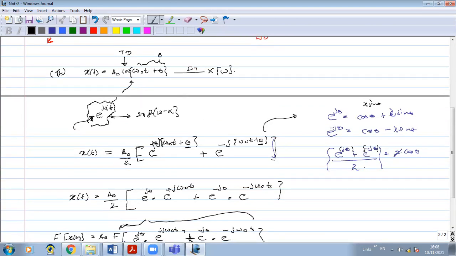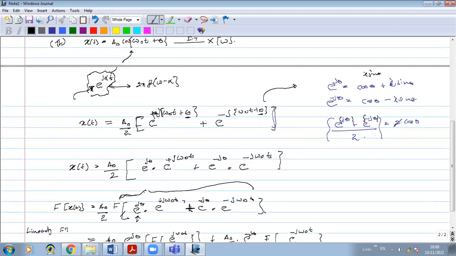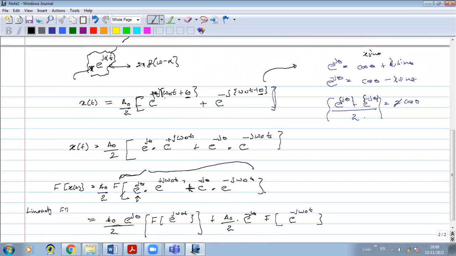So let's look at the procedure again. Here x naught is equal to a naught cos omega naught t plus theta. I have written it using Euler's formula like this: e to the power j omega naught t plus theta, plus e to the power minus j omega naught t plus theta, divided by 2. So I have a naught by 2. Here we have two parts, and this theta is a constant value, so using basic mathematics we can use that method.